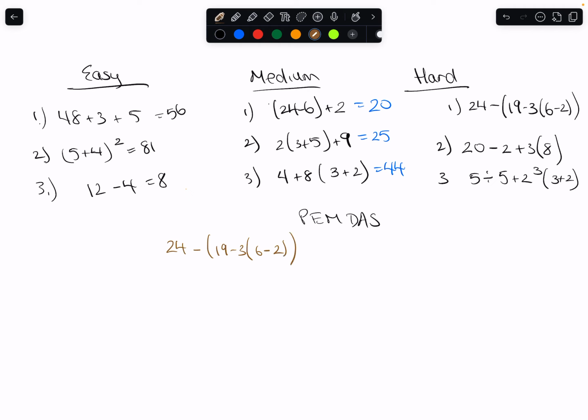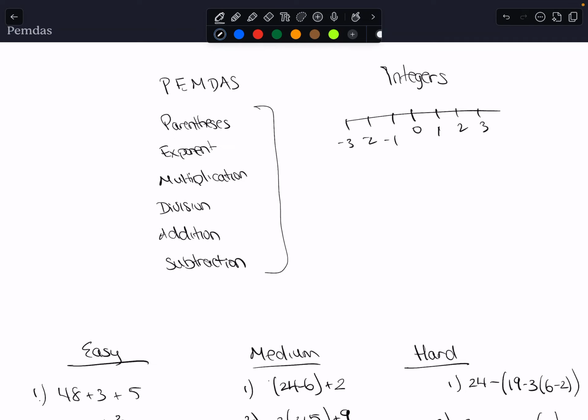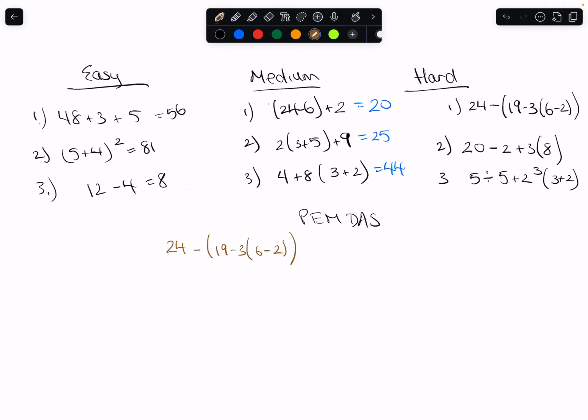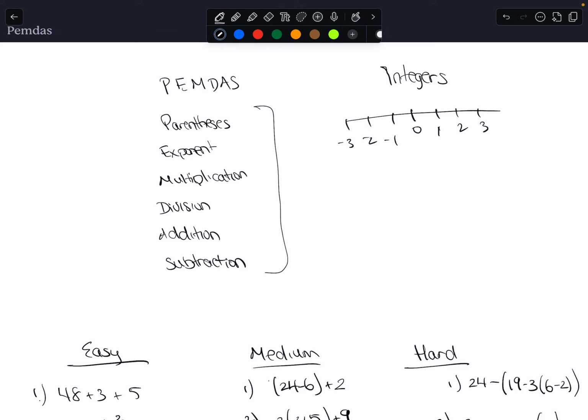Our first step is parentheses. But wait, there are two sets of parentheses. So which one do I work on? I work on the parentheses within the parentheses. Why? Because although this is a set of parentheses, we want to work on the innermost parentheses first and then work our way outside.